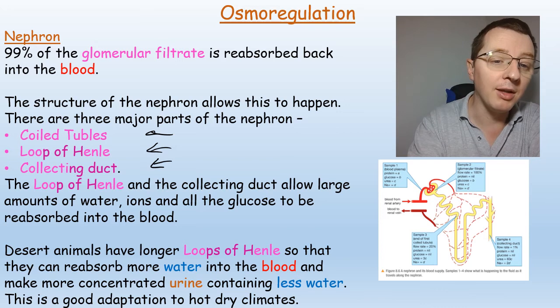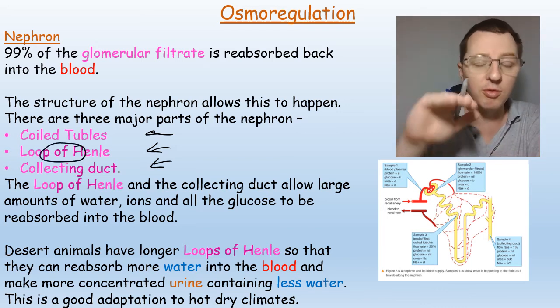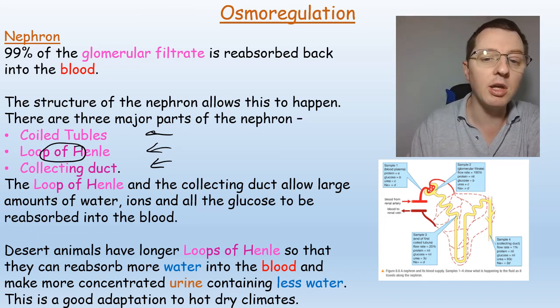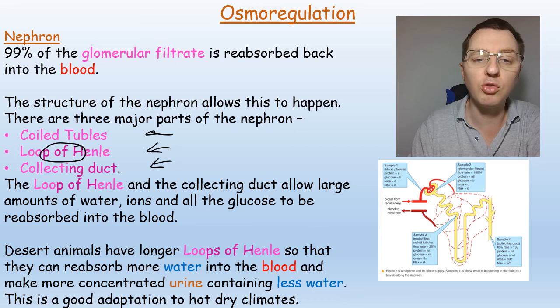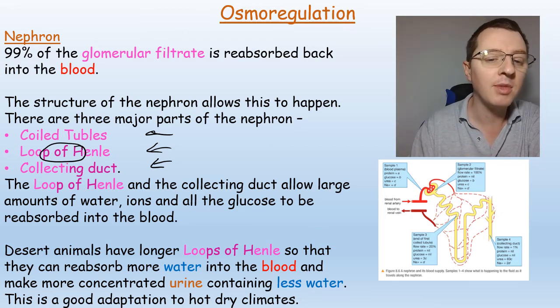So the loop of Henle has 2 different colours because it does dip down into the medulla before going back up into the cortex. So the loop of Henle and the collecting duct allow a large amount of water and ions and all the glucose to be reabsorbed back into the blood.